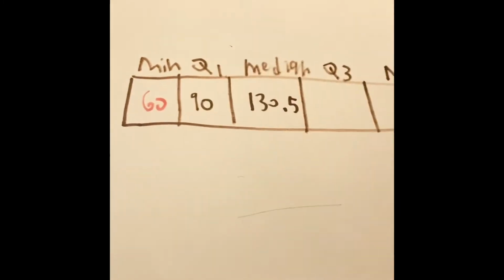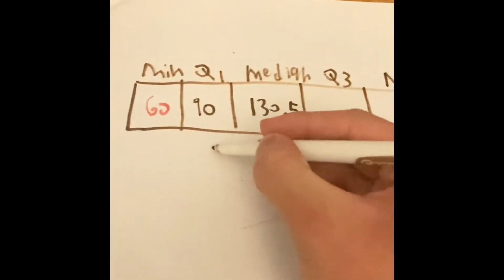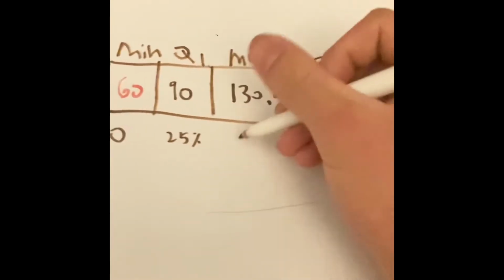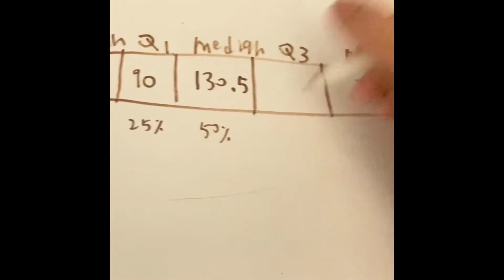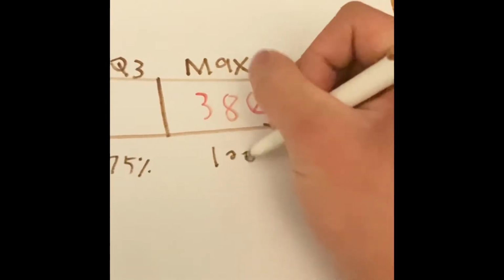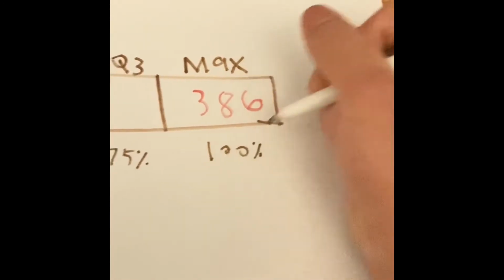90 is going to be our first quarter, or the 25th percentile, because the minimum is 0%, this is 25%, this is 50%, this is 75%, and this is 100% of the entire data.